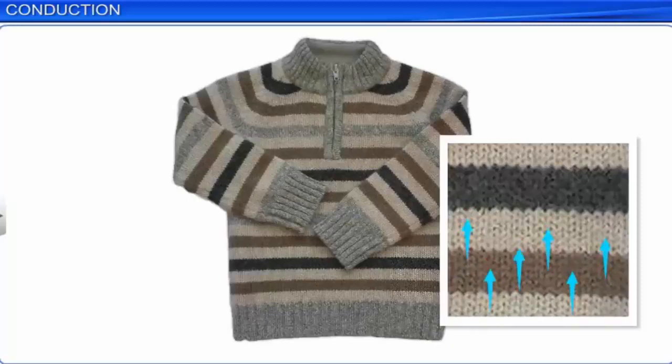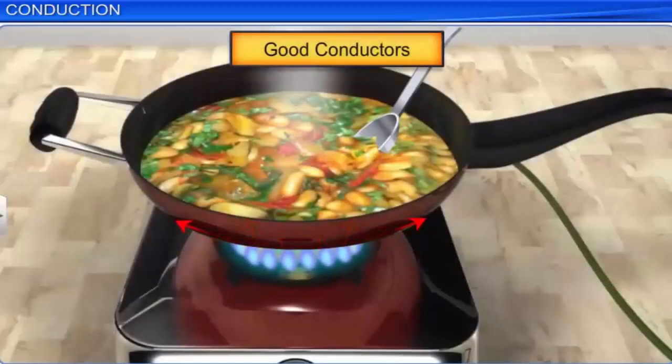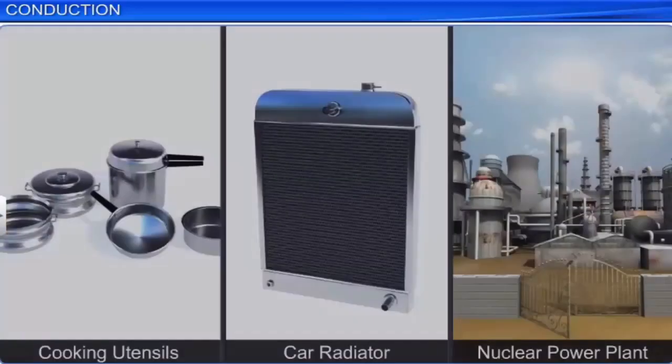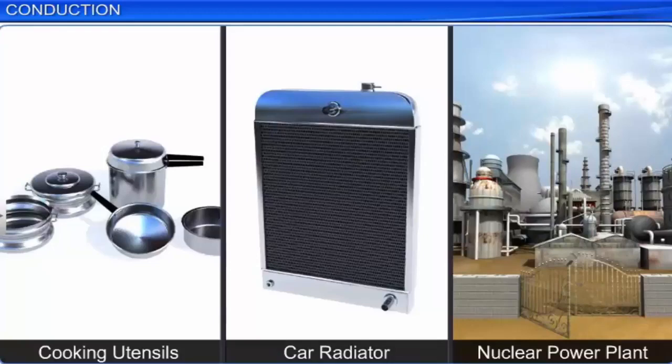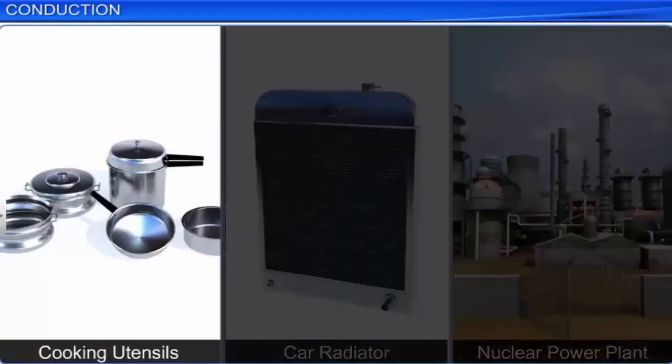When heat is to be transmitted faster, good conductors are used in the process. For example, cooking utensils, water coolant systems in car radiators, and nuclear power plants all use good conductors.